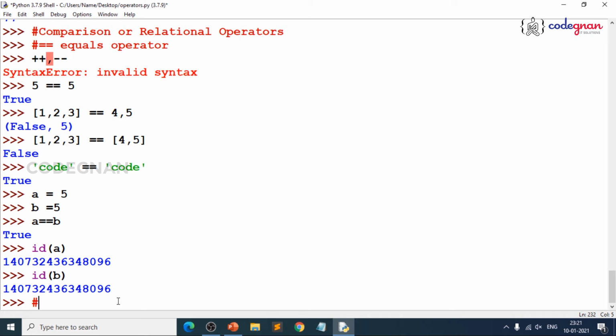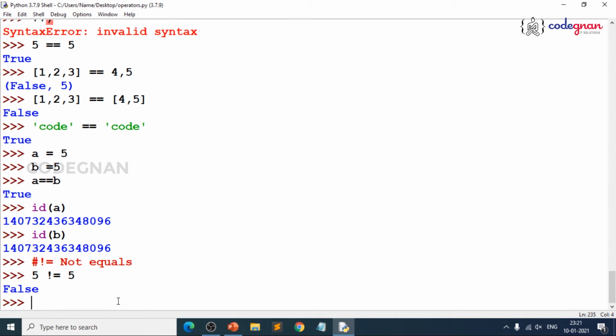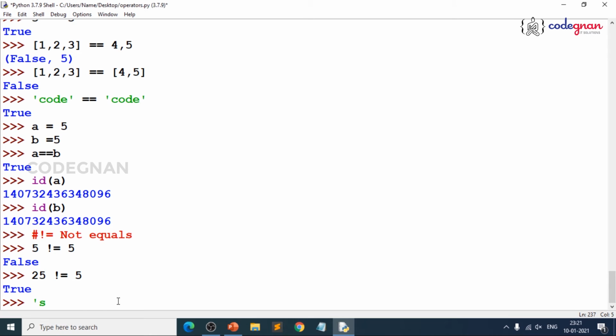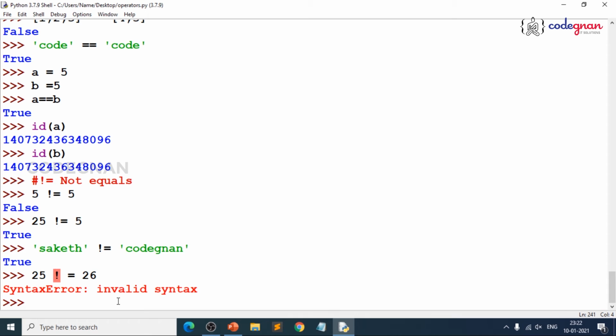Now, besides equal to, which is two equal to symbols, the other thing is you use the not symbol combined with equal to. This is nothing but not equals, the opposite of equals. It's very simple. 5 not equal to 5 is false, because 5 is equal to 5. So always the result is Boolean. 25 not equal to 5, yes, it is true. Saket is not equal to Codegnan, because Codegnan is Codegnan. So whenever you use the not equal to symbol, always use it without giving any space. See, space matters over there.